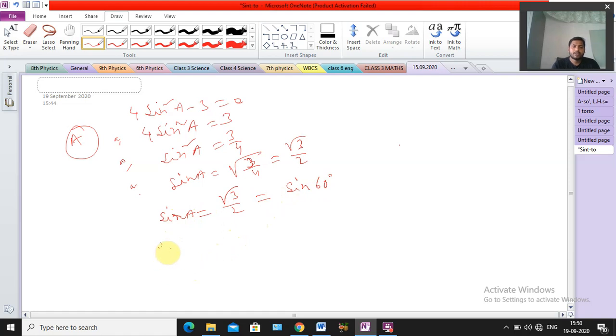So that means we can get sin A equal to sin 60 degree. So just remove the sin, we can remove it. So we will get A equal to 60 degree. Clear? Understood? A equal to 60 degree.